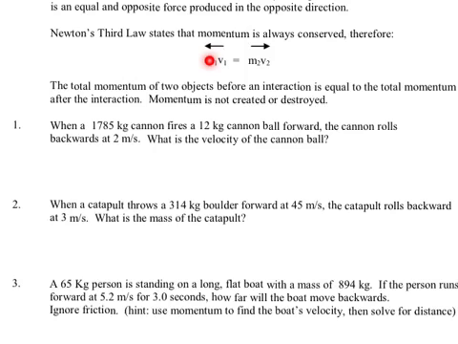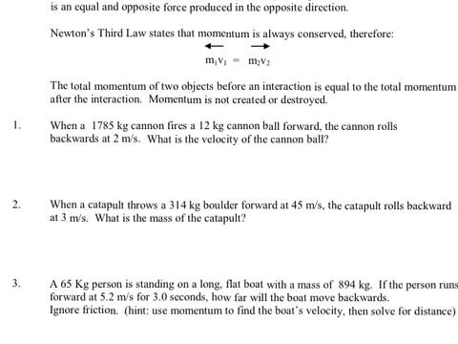So if you take the mass of one object times the velocity of that object, it's going to equal the mass of the other object times its velocity, provided they both start at rest. So let's just try this for the first one. I have a cannon that's going to shoot a cannonball. So what we've got is this.